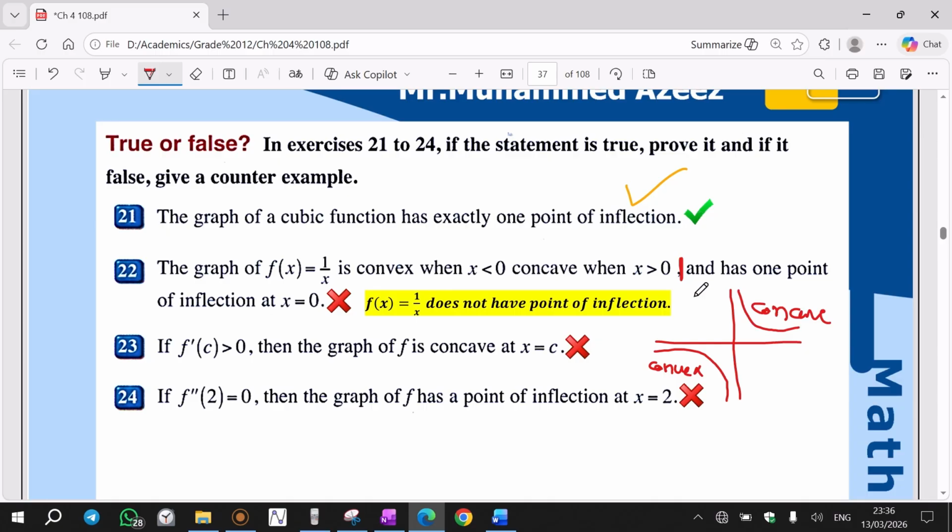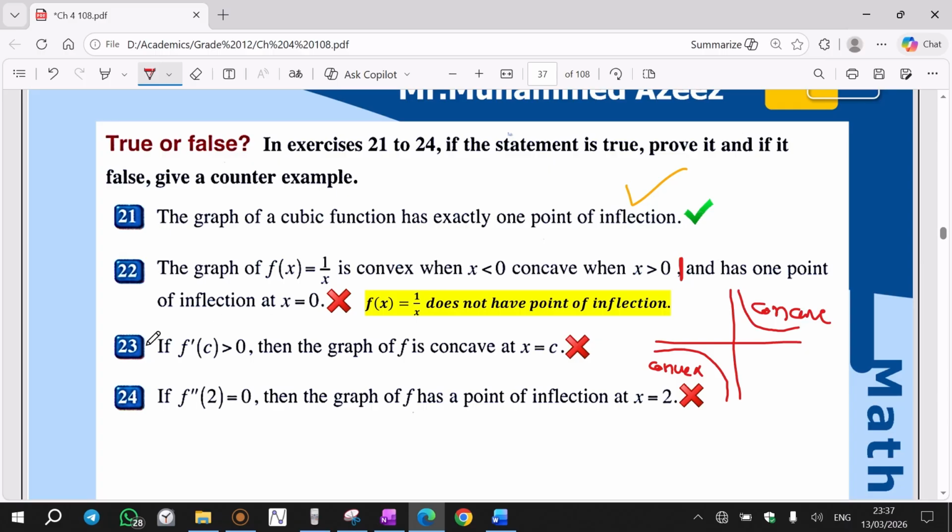It says, and has one point of inflection. On the graph of 1 over x, the concave part is not connected to the convex part. That does not form a point of inflection between them. So that's false. 1 over x does not have a point of inflection. Otherwise, for the concave and convex, it's true. But when it says it has an inflection and it does not have one, that's false.